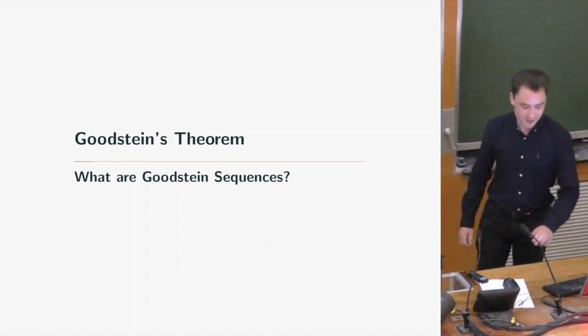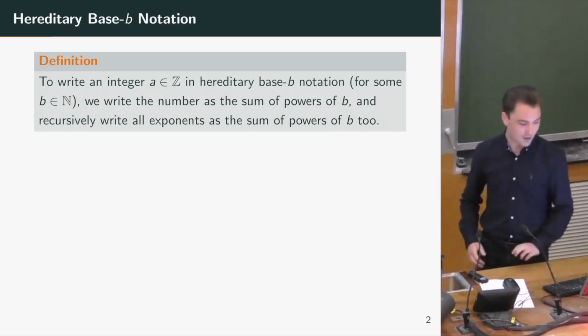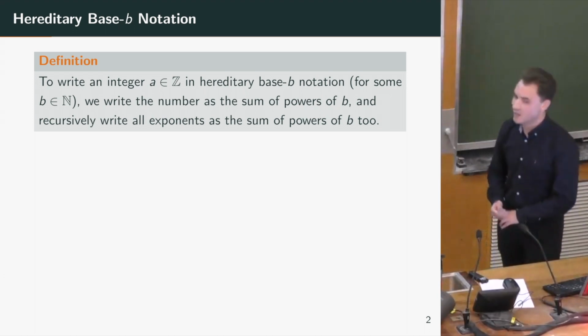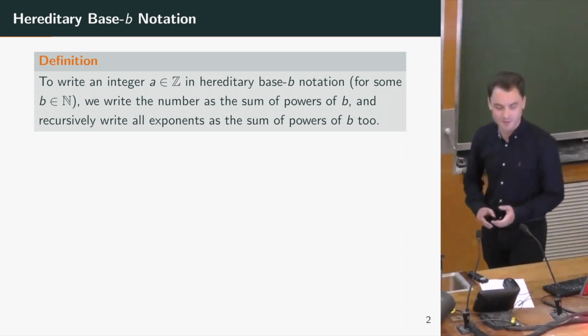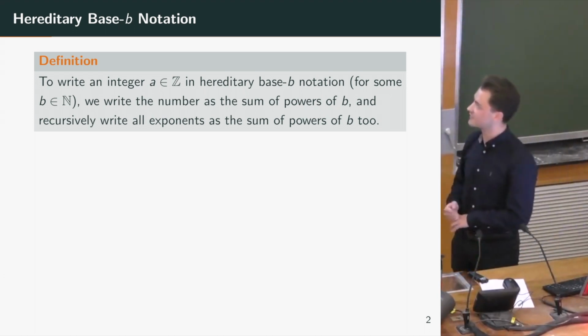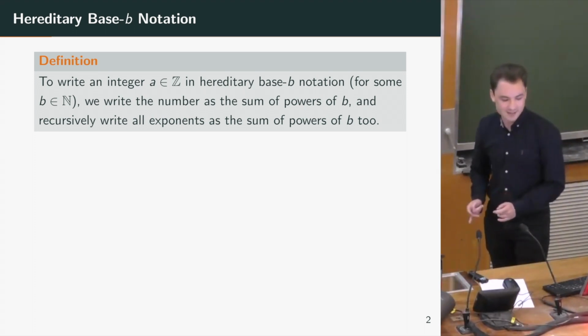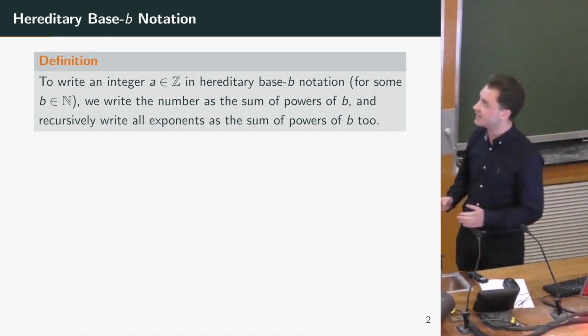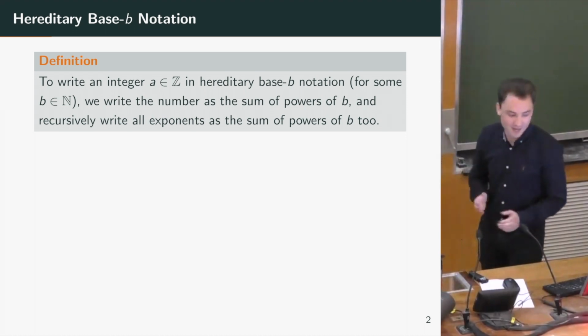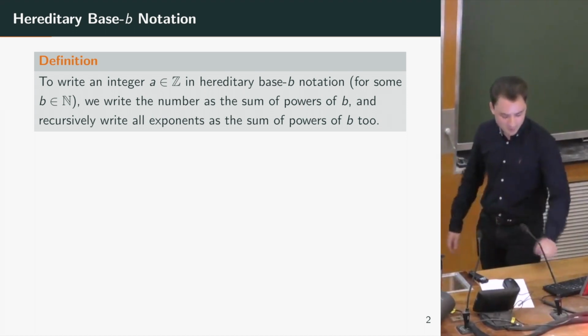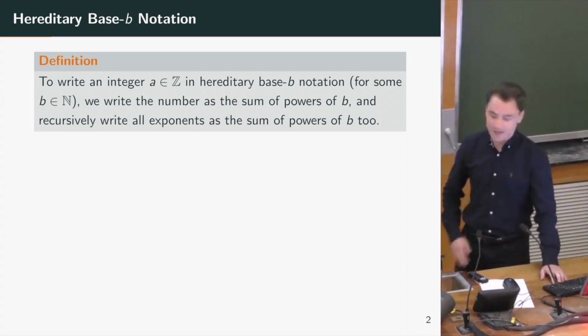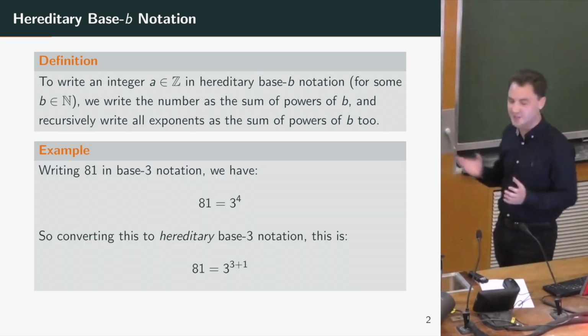In order to do so, we need to have an understanding of what hereditary base B notation is, which again is probably a new thing to a lot of people in this room, but it's not too difficult to understand. You've probably heard of base B notation before, which essentially involves writing any integer a as the sum of powers of some base b. And hereditary base B notation is essentially based on this, but taking it a slight bit further.